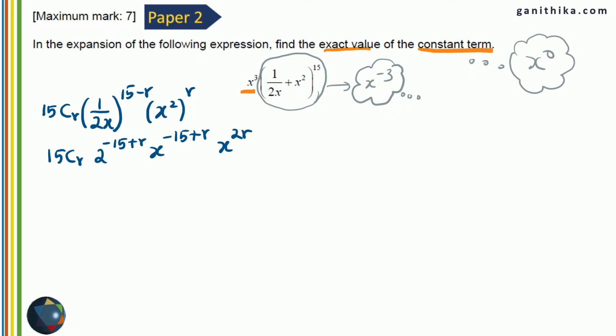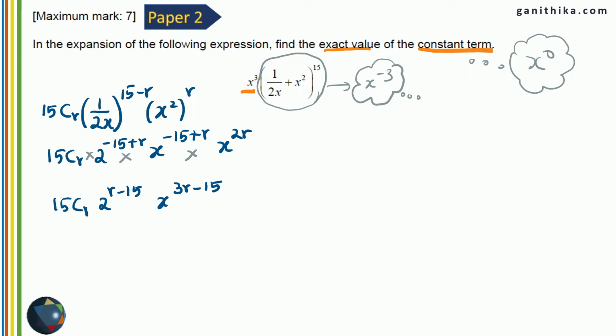The same way, x will be x to the power of minus 15 plus r on the numerator. And the next x part is positive, therefore x to the power of 2r. Simplifying this with all the coefficients together and x parts together, you will get 15CR 2 to the power of r minus 15. I am just rearranging minus 15 plus r to look good, r minus 15. And collecting all the powers of x, you will get 3r minus 15 for the power of x.